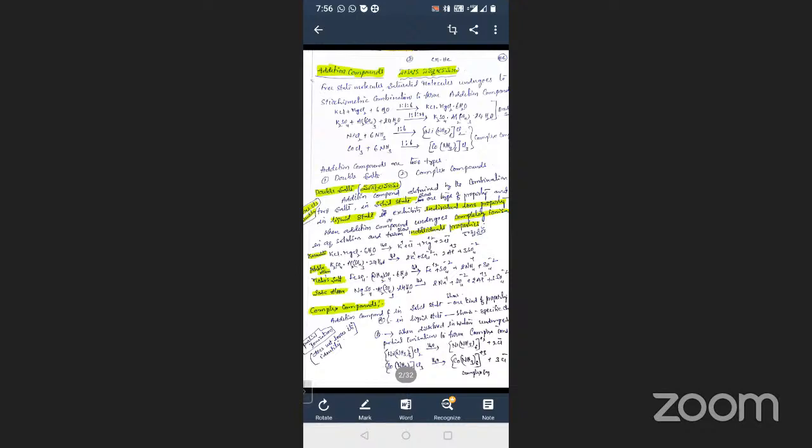And a stoichiometric combination is nothing but it should be a whole number. It should not be a fraction. It should be 1:1, 1:2, 1:10, but it should not be like 1:1.5. It should be a whole number only.